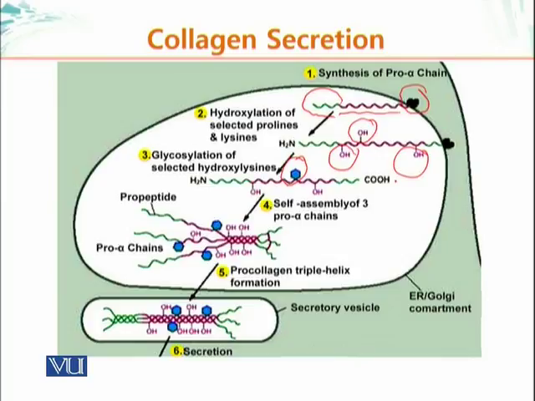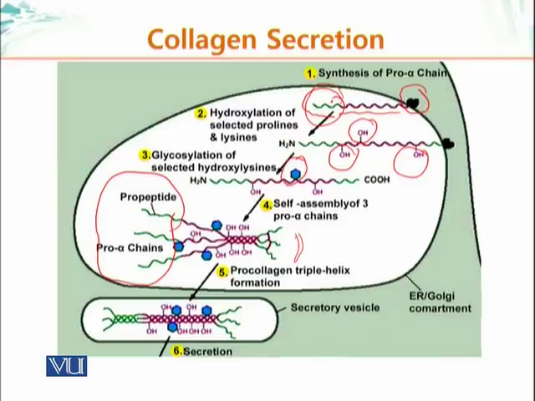Once these modifications have occurred on the pro-alpha chain, three of these chains come together and form this proto-collagen triple helix. Again, that green region that I pointed out here is the propeptide. The propeptides are removed from the mature collagen molecules. Propeptides have a very important function. One, we have said that they direct this polypeptide, the pro-alpha chain, into the lumen of the ER.